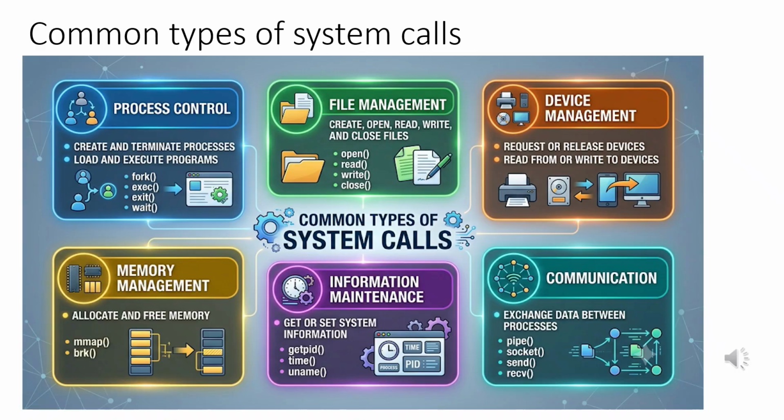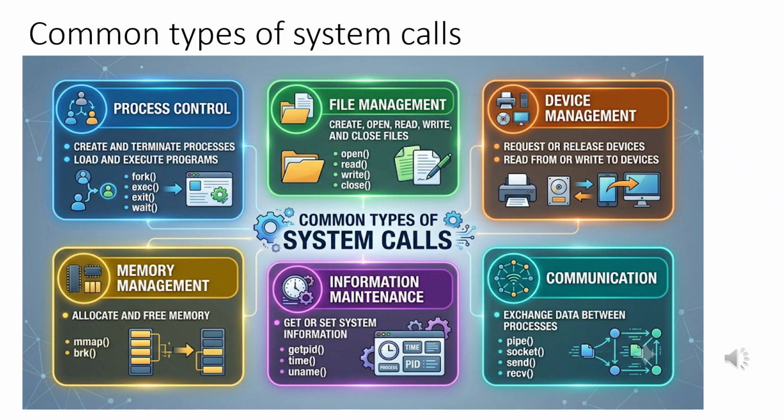Common types of system calls. Under that, first one, process control. The system calls are used to create and terminate processes, and load and execute programs. Examples for process control are fork, exec, exit, wait. Second one, file management. System calls under file management are used to create, open, read, write and close files. Examples: open, read, write, close.